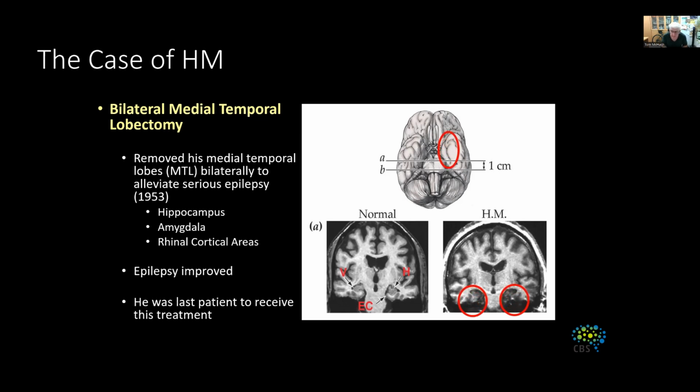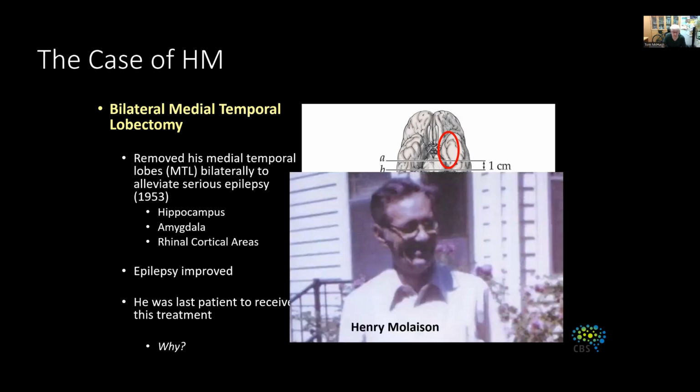Now, the good news is his epilepsy improved, but he was the last patient to receive this type of treatment. So you might ask yourself why. And that's because of the unforeseen impact on his ability to form memories. So patient HM has since passed away, roughly a little more than 10 years ago. So we know now his name was Henry Molaison. So let me tell you a little about HM today as we wrap up this part of the lecture.